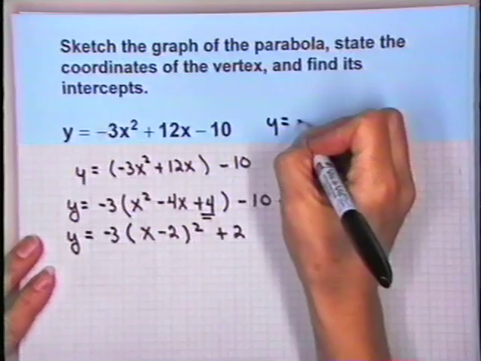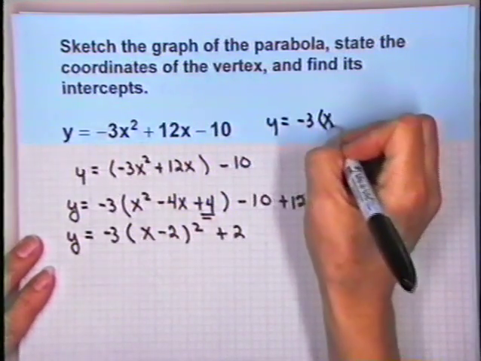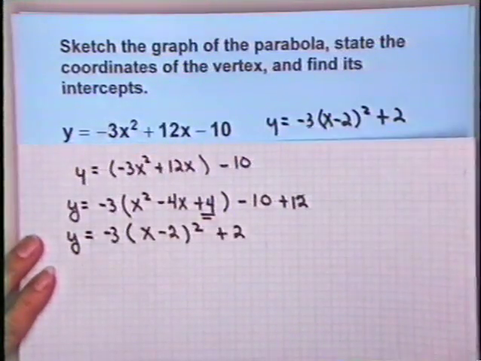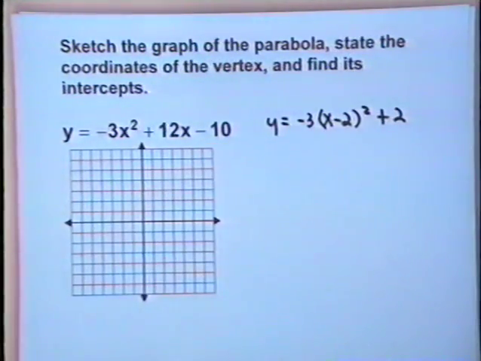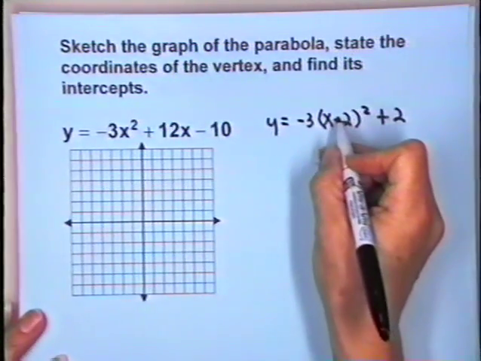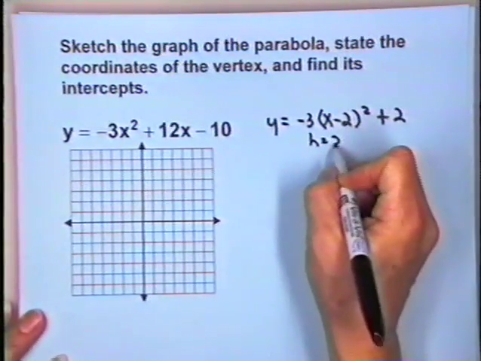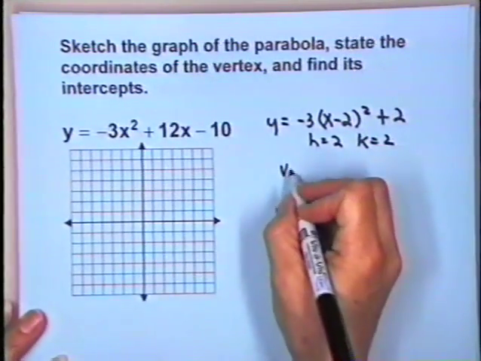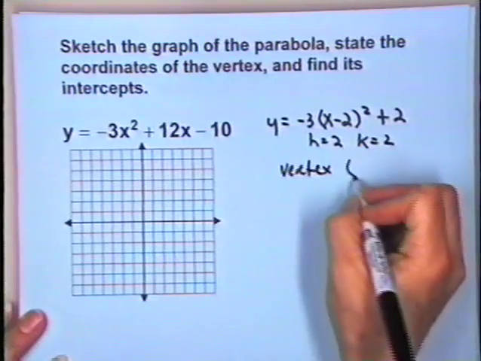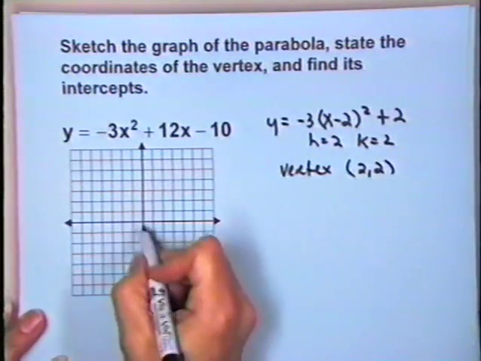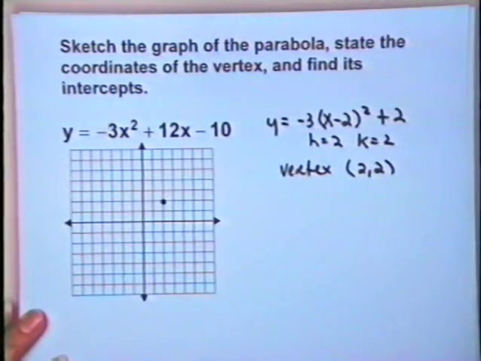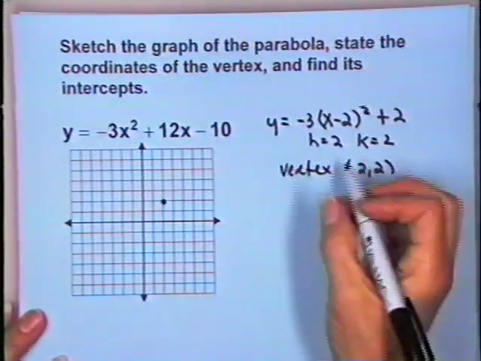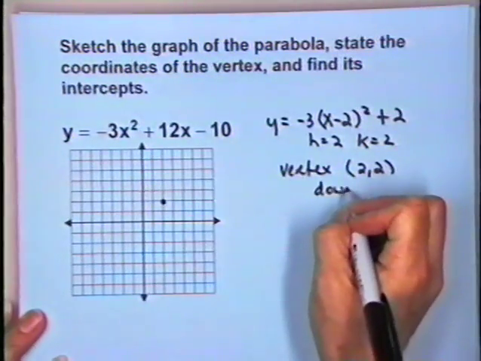Okay? Now, let me recopy that up here. y = -3(x - 2)² + 2. Now, is that in our standard form? It is, isn't it? Exactly. x minus h, so h is 2, plus k. So k is also 2. So my vertex is going to be at (2, 2). Let's locate (2, 2). Notice my a is negative. So what does that do? My graph will open downward.